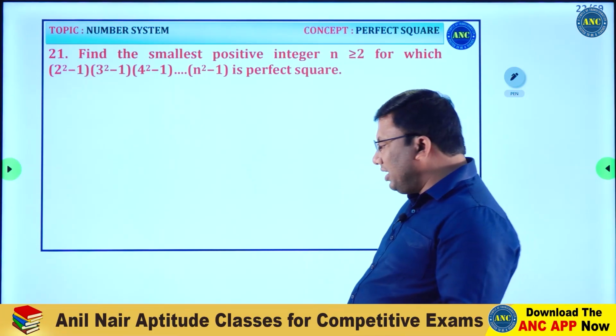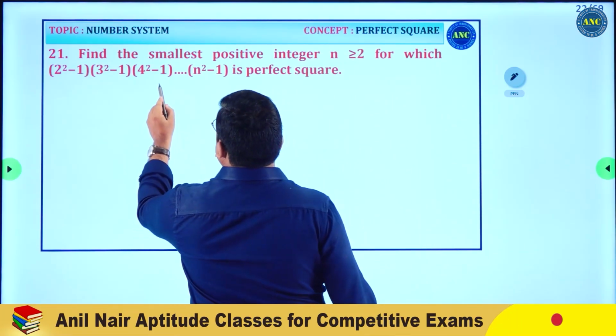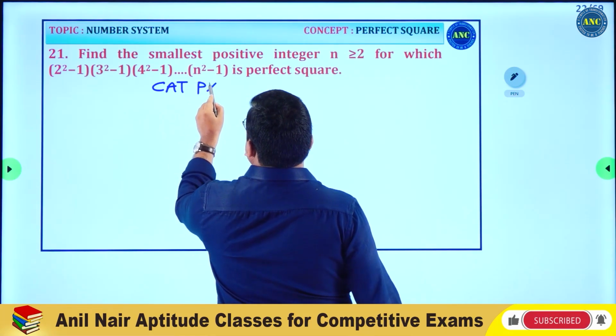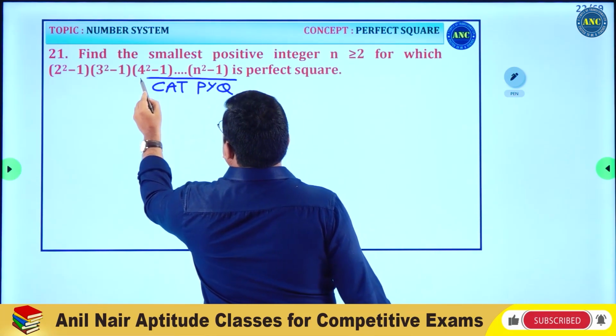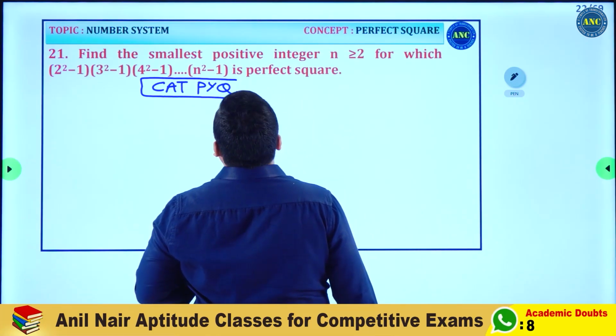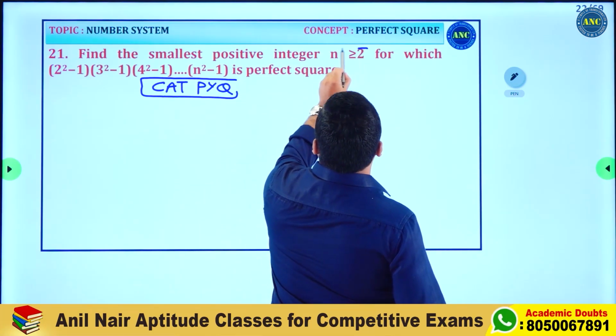I hope it is clear. Now this is a CAT PYQ question, a CAT exam previous year question. Listen carefully, sir. Find the smallest positive integer.